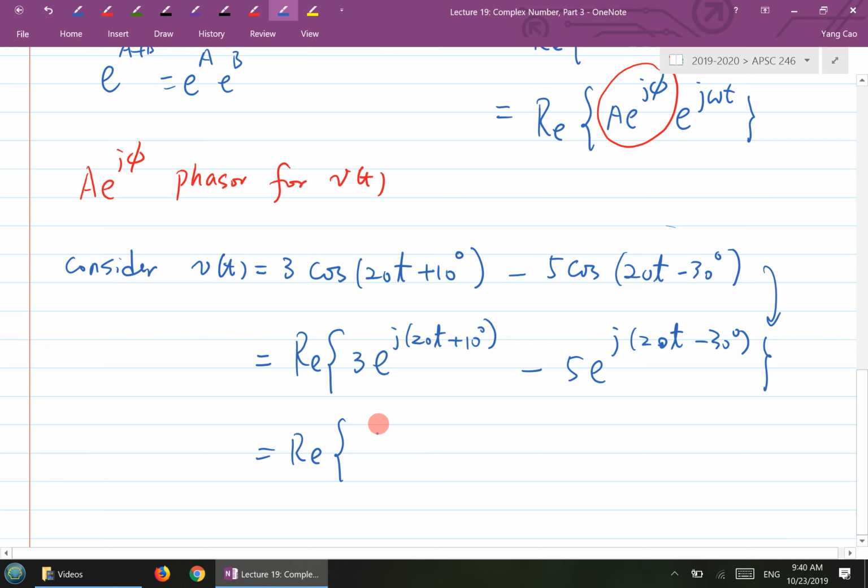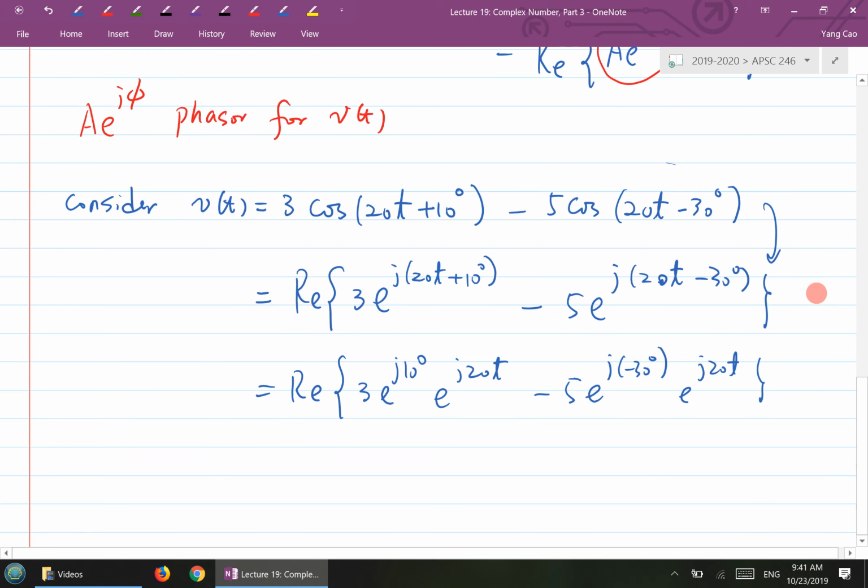So for this first term, we can separate it and take the phasor out, right? So this is 3 times e to the power j 10 degrees, e to the power j 20t, and 5 e to the power j negative 30 degrees, e to the power j 20t. And now we have a common factor, right? e to the power j 20t is a common factor, and I can extract this common factor out. Inside the brackets are the rest of the terms.